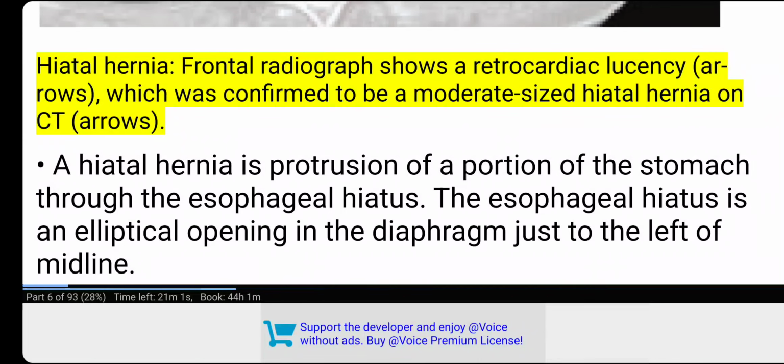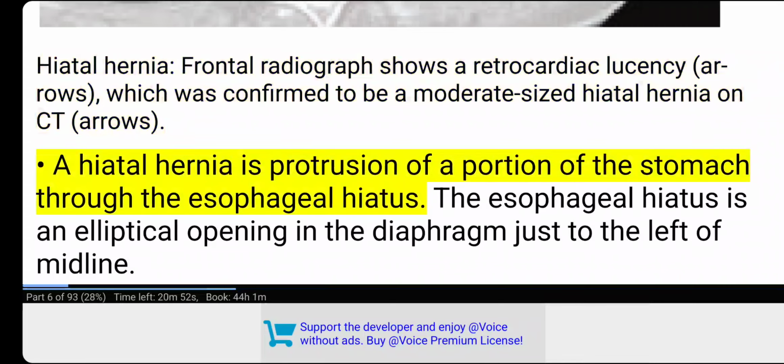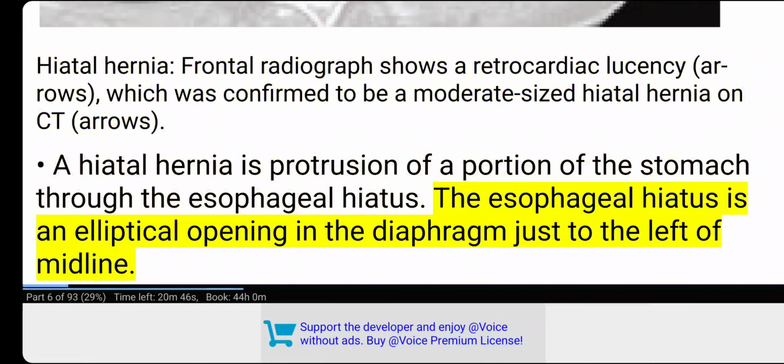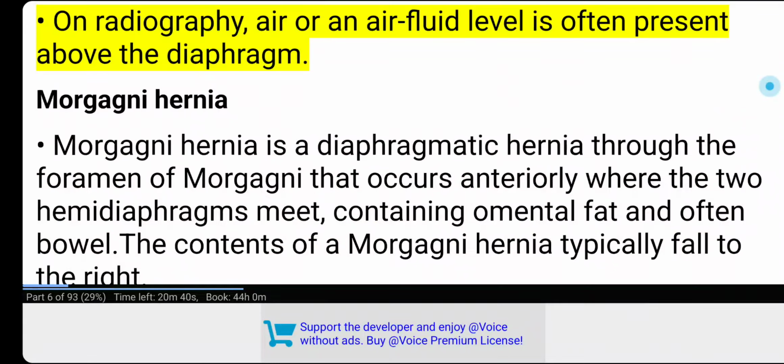Hiatal hernia. Frontal radiograph shows a retrocardiac lucency, arrows, which was confirmed to be a moderate-sized hiatal hernia on CT, arrows. A hiatal hernia is protrusion of a portion of the stomach through the esophageal hiatus. The esophageal hiatus is an elliptical opening in the diaphragm just to the left of midline. On radiography, air or an air-fluid level is often present above the diaphragm.